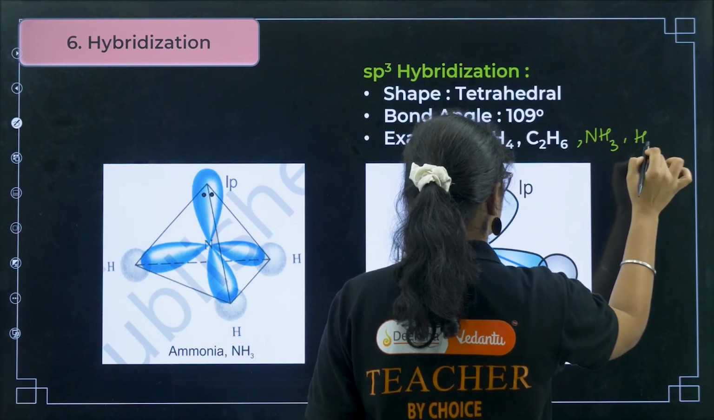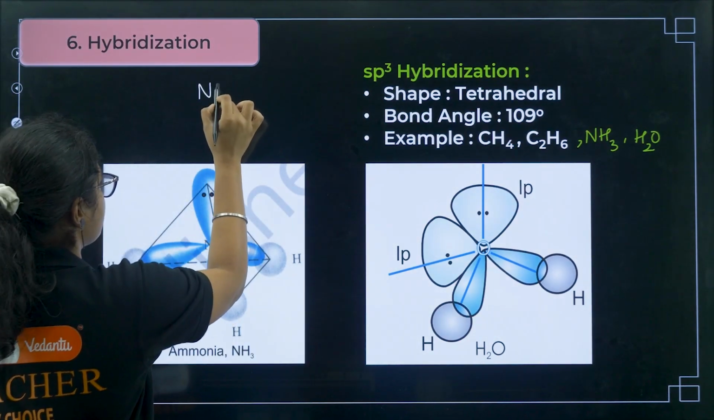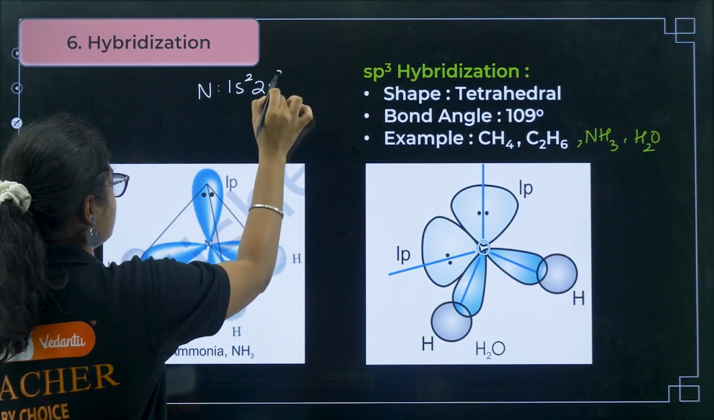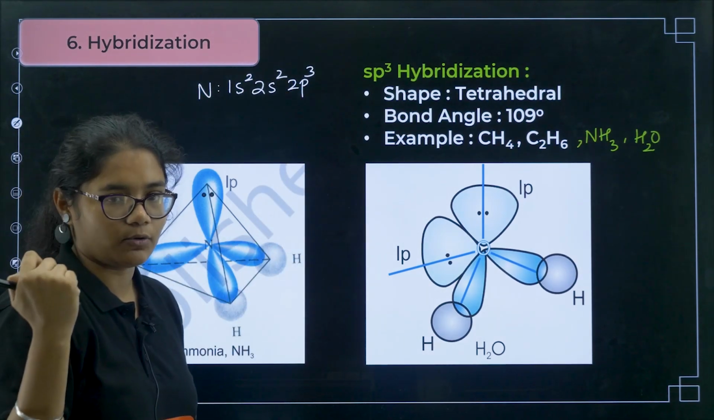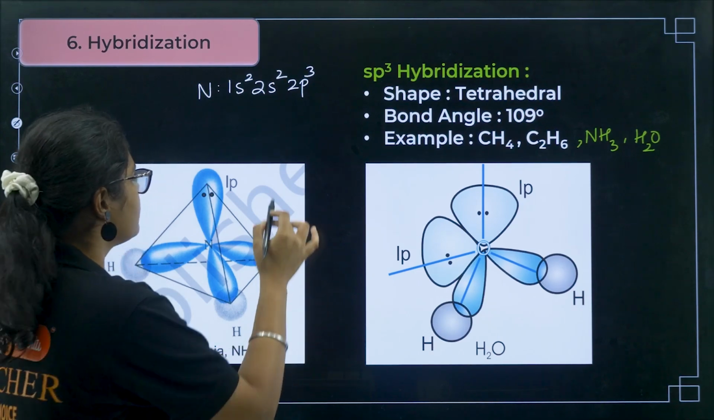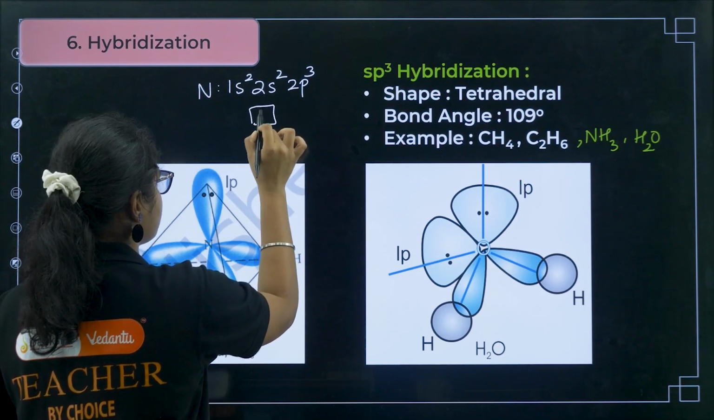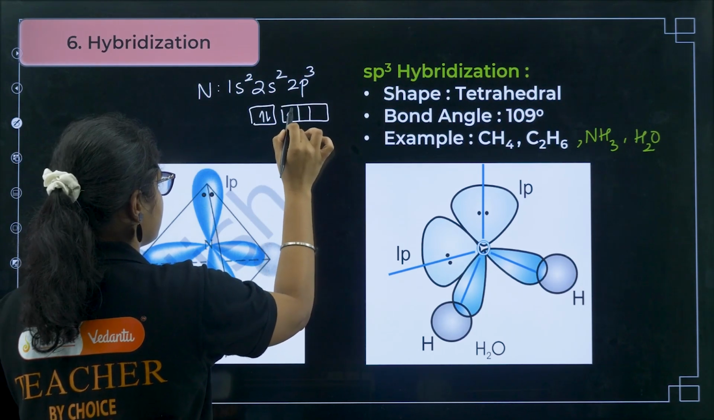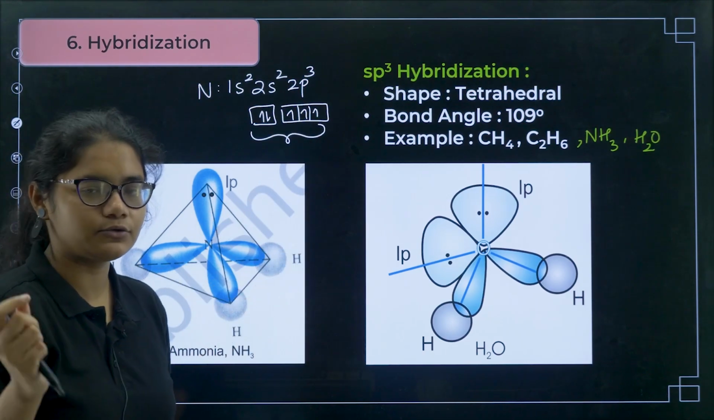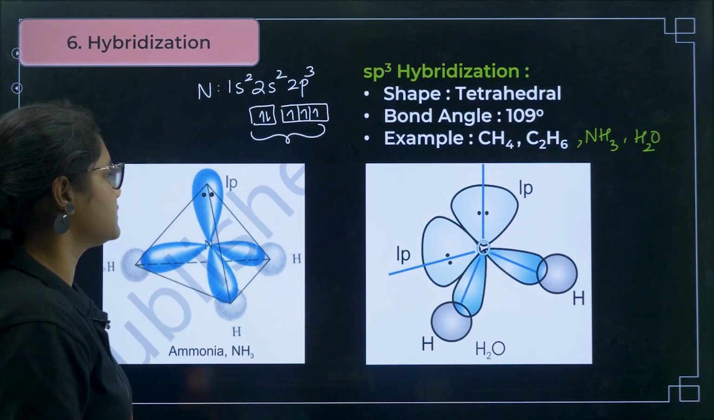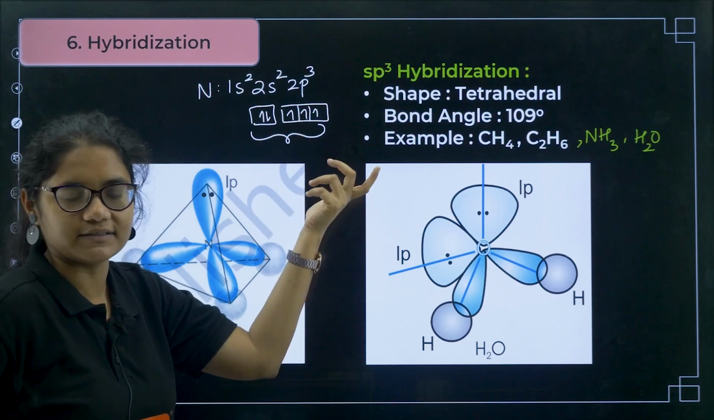Now coming to another example, I will add 2 molecules, NH3 and H2O. Here something different is there. In NH3, if you see the nitrogen electronic configuration, 1s2, 2s2 and 2p3, right? In NH3, nitrogen forms 3 bonds, so we need 3 unpaired electrons, and 2p3 already has 3 unpaired electrons, right? So if you see, this is the structure. Now all these orbitals undergo hybridization to give you 4 sp3 hybrid orbitals.